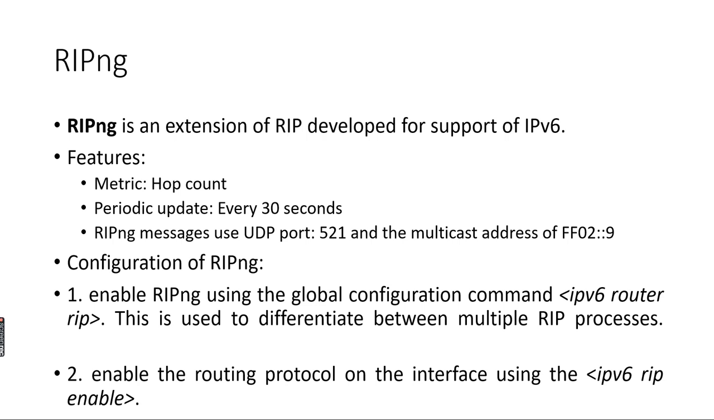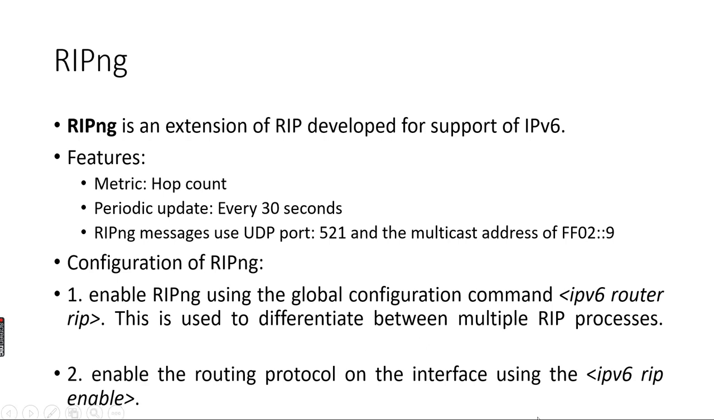What about the configuration of RIPng? You have to include two important lines in the global configuration mode. The first one is ipv6 router rip, followed by a name. This is used to differentiate between multiple RIP processes. And the second line which should be included is ipv6 rip enable. This has to match the name used in the previous command. So these are the two important things needed for the configuration.